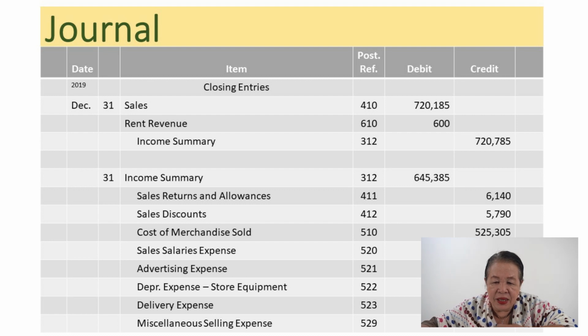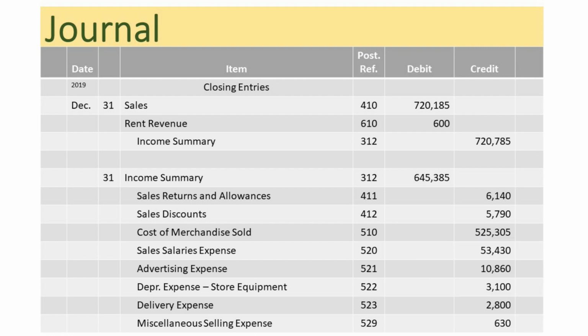Debit. And then sales returns and allowances, credit. Sales discounts, credit. Cost of merchandise sold, credit. Sales salary expense, 53,000. And then we have advertising expense, 10,860. Depreciation expense, store equipment, 3,100. Delivery expense, 1,800. Miscellaneous selling expenses, 630.